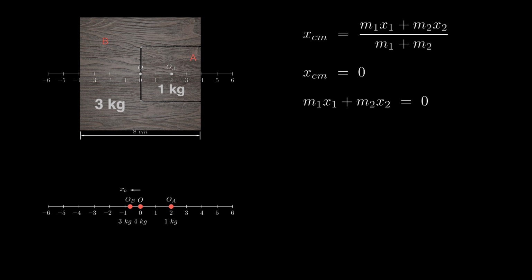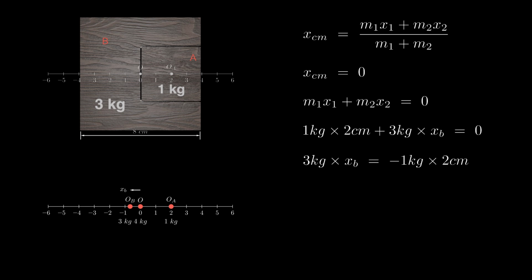Let's substitute the available data, and derive an expression to find the distance to the center of mass of block B. Please remember, any measurement taken to the right of the reference frame is positive, and any taken to the left is negative. This calculation shows that the distance to the center of mass of the 3 kg block is 0.67 centimeters to the left of the reference frame.